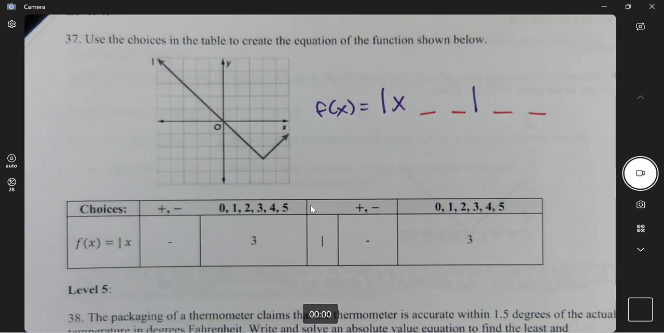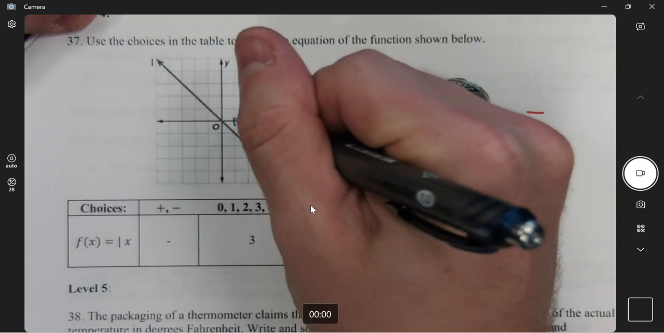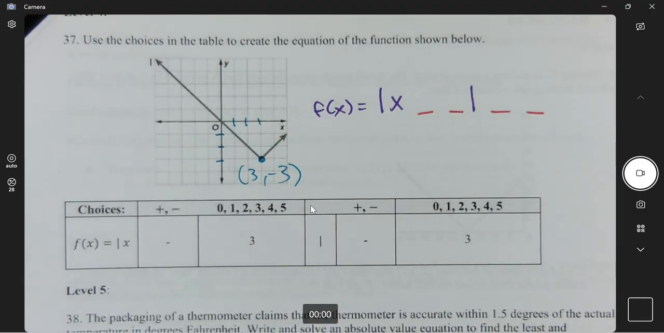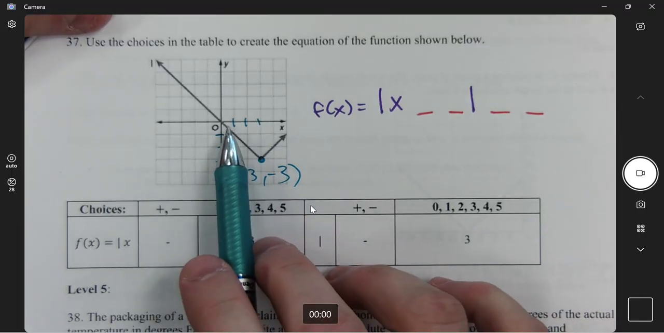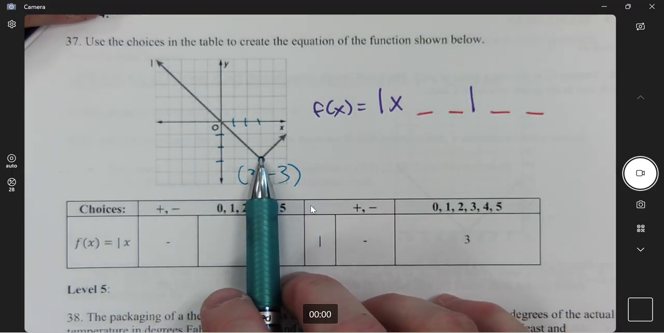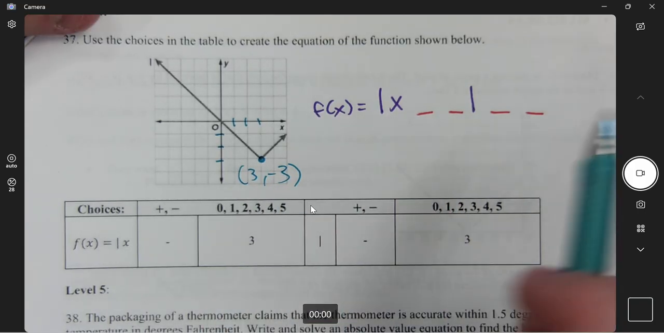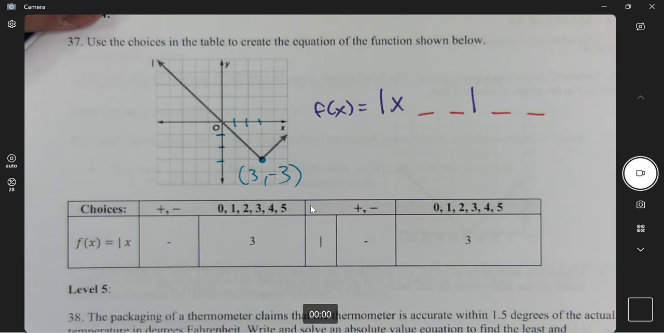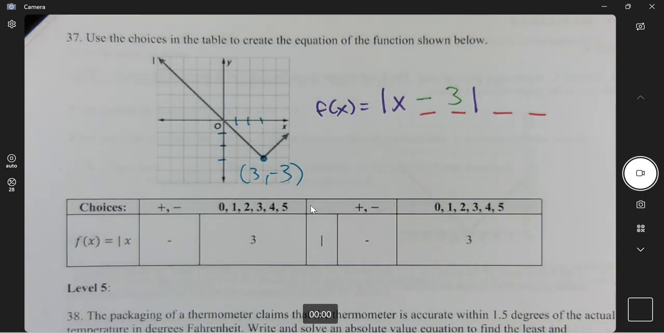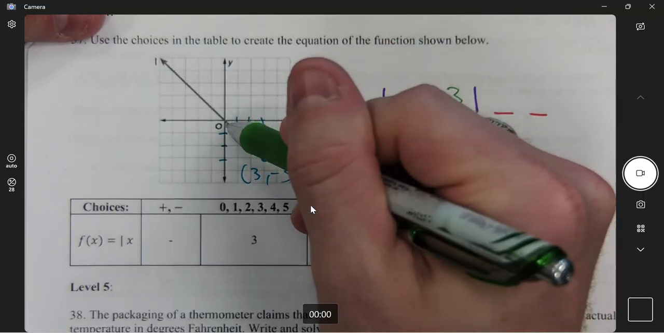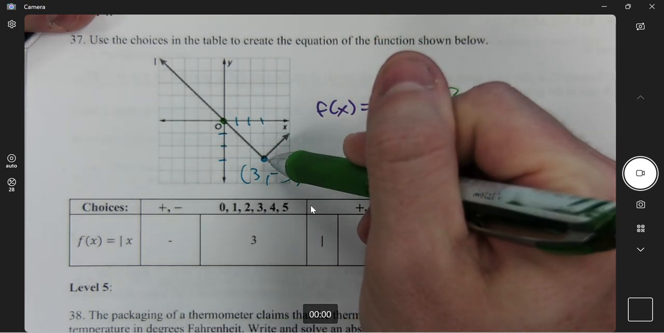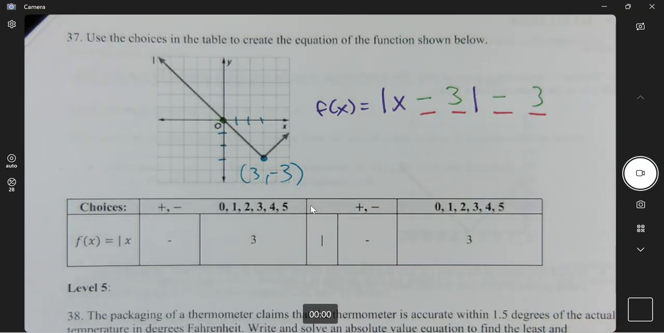And basically the way you do this is understand transformations and notice where your vertex is. This vertex is at 3 comma negative 3. Shift right 3, horizontal, inside, so that's going to be in here, opposite. So if you want to go right 3, you would think that's plus 3, but it's opposite. It's going to be minus 3. And then you need to go down 3, because the vertex should have been there. So we've gone right 3, down 3, vertical, outside, same. That's how you would have done it.